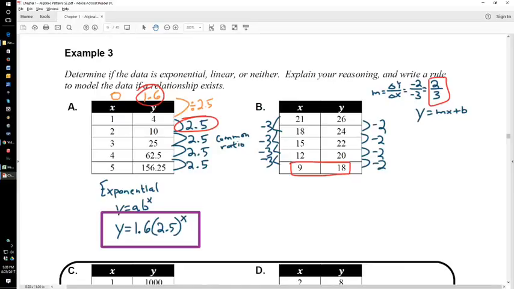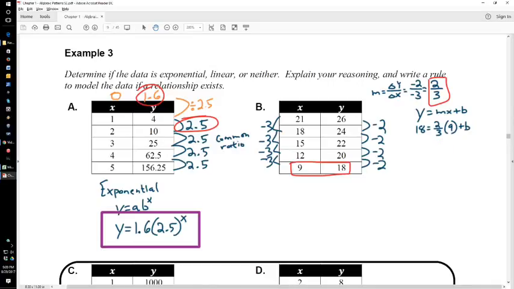and plug them into x, y, and m. So y, we're using the point 9, 18, so y is 18, m is 2/3, and b is what we're solving for. I mean, x is 9. Alright, we plugged in simply the coordinate 9, 18. That's your x, that's your y. Okay?